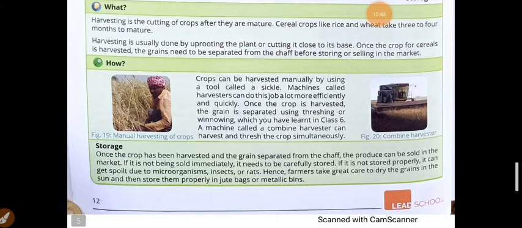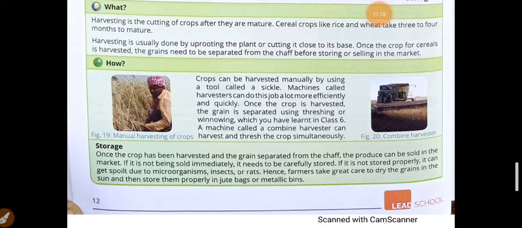And last is storage. Once the crop has been harvested and the grain separated from the chaff, the produce can be sold in the market. If it is not sold immediately, it needs to be carefully stored. If it is not properly stored, it can get spoiled due to microorganisms, insects or rats. Hence, farmers take great care to dry the grains in the sun and then store them properly in jute bags or metallic bins.